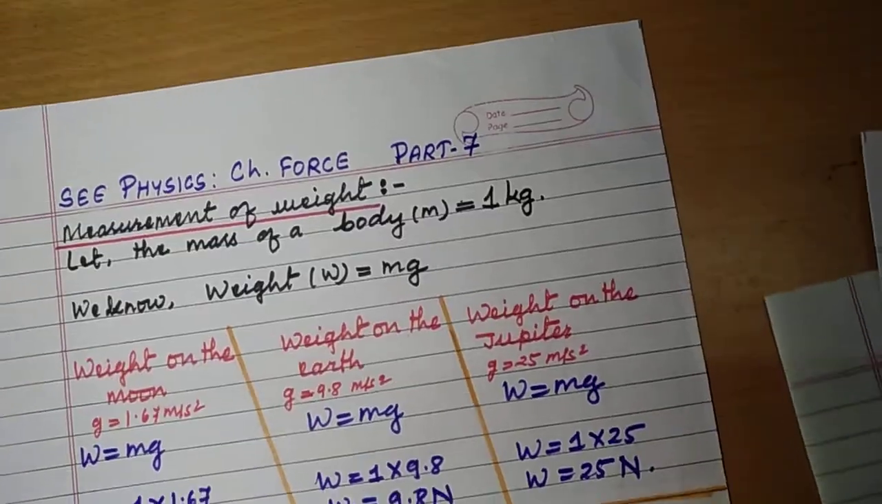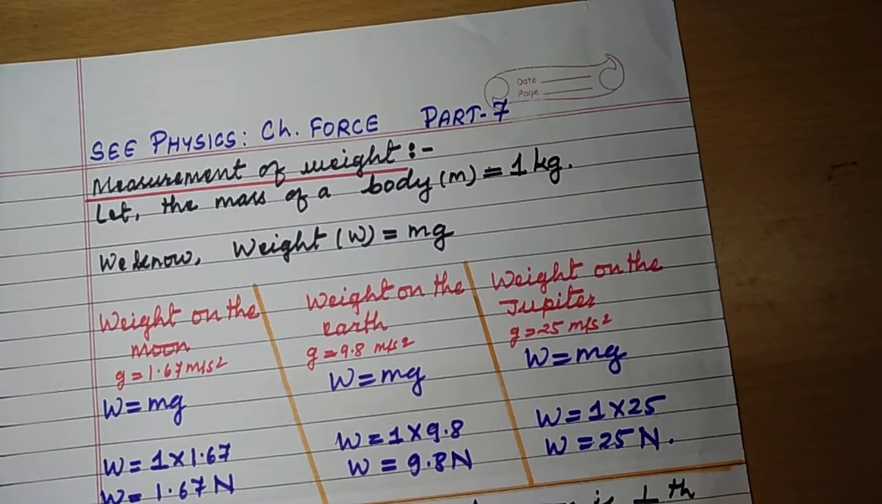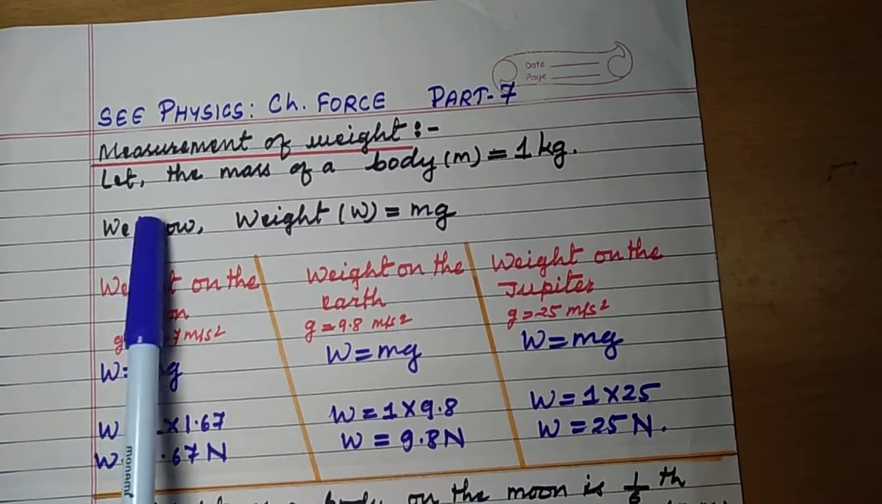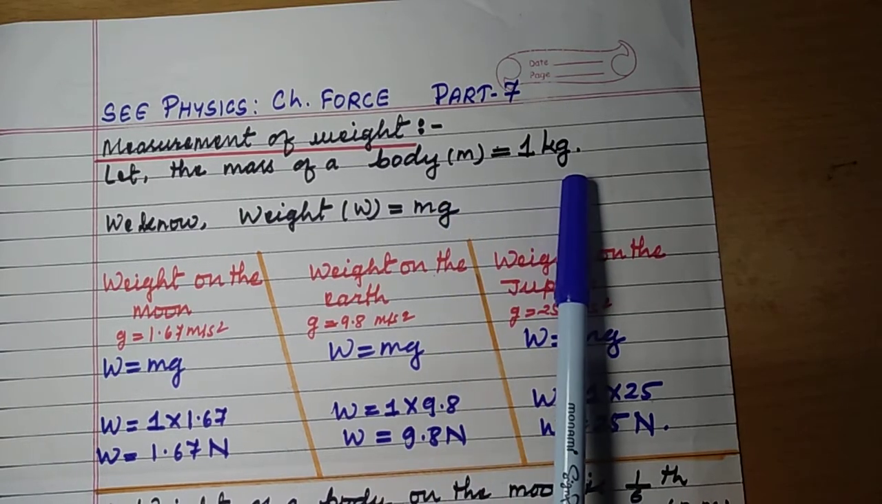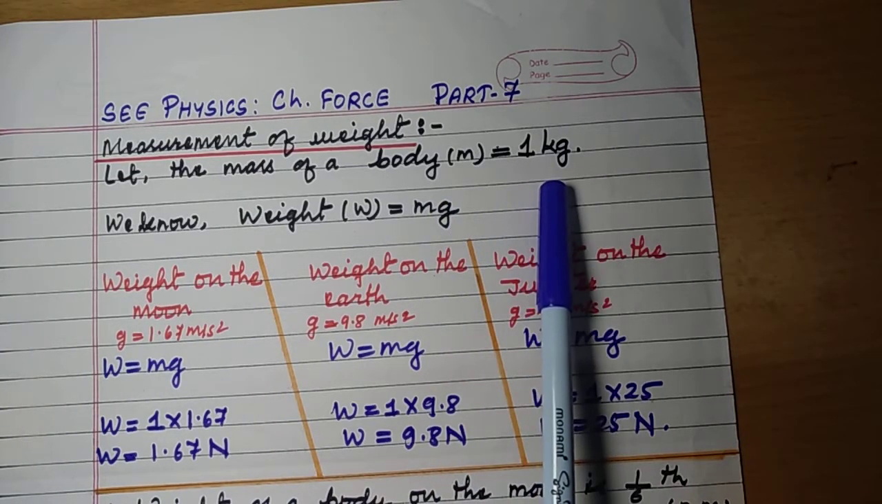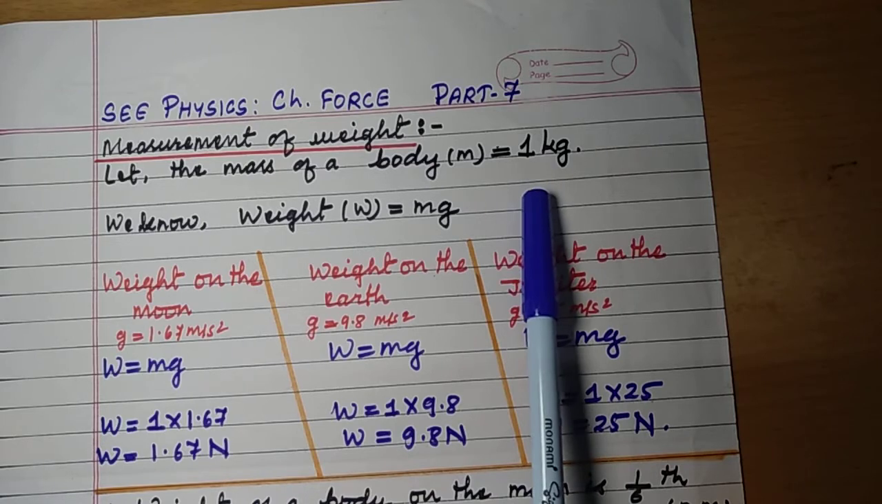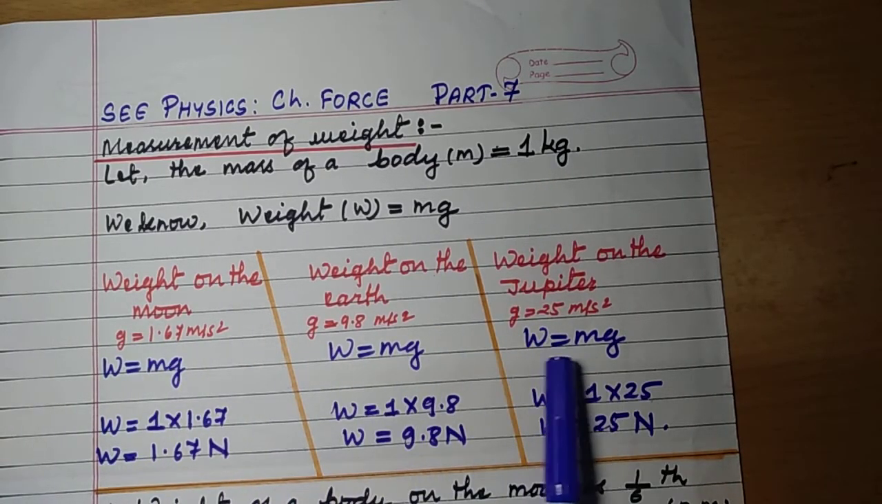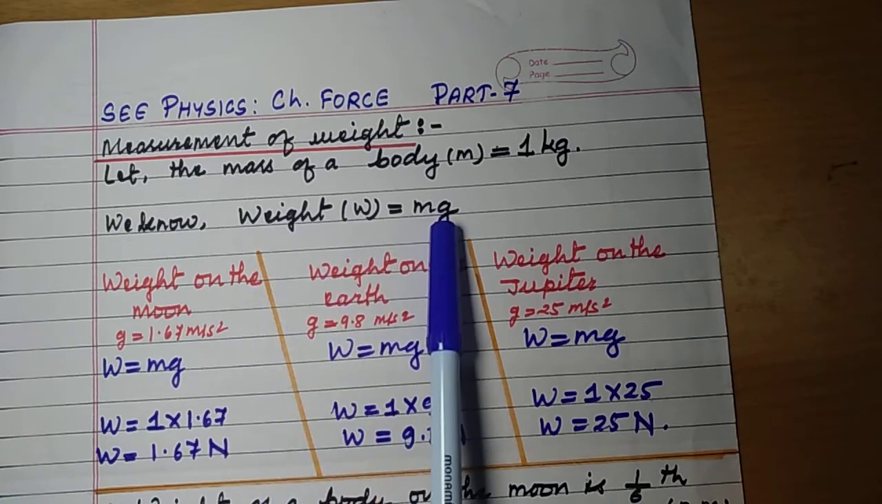Now this is the calculation of weight. You see, measurement of weight. Now let the mass of a body be 1 kg. We are going to calculate the weight of this same body on the moon, on the earth and on Jupiter. So we know weight, W equal to mg.